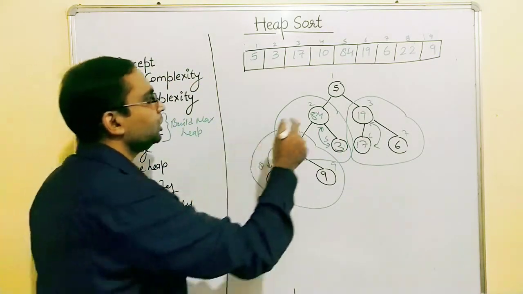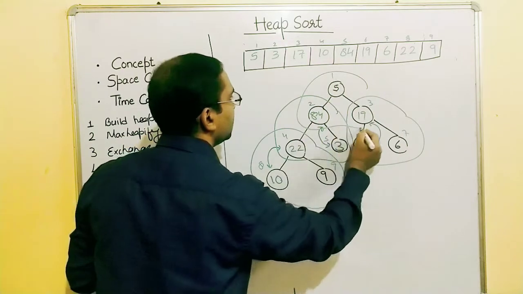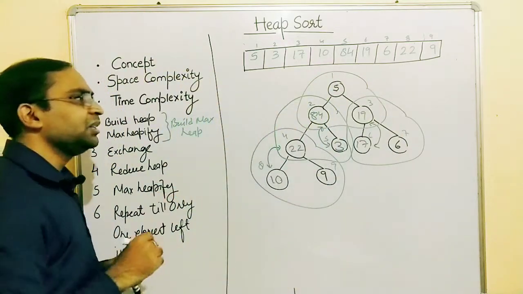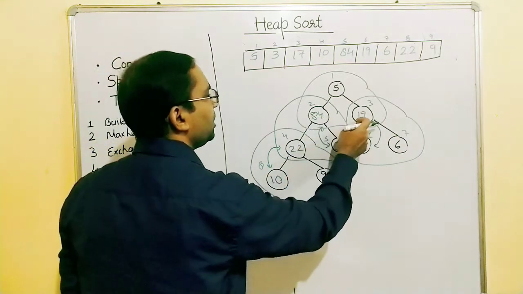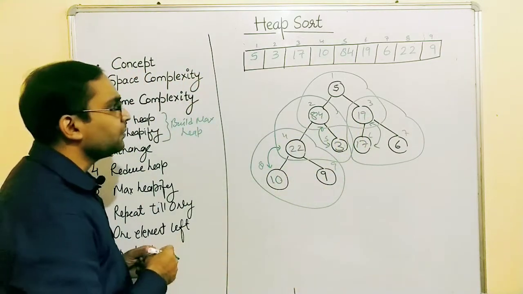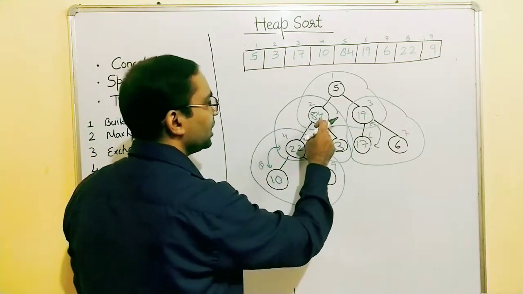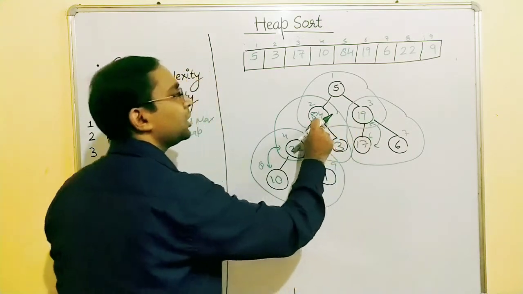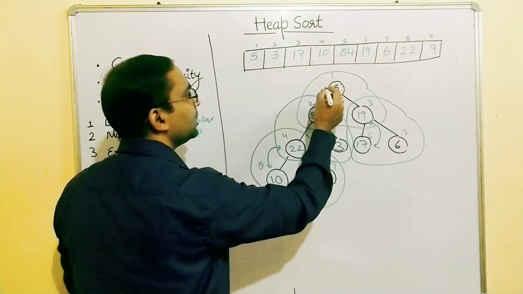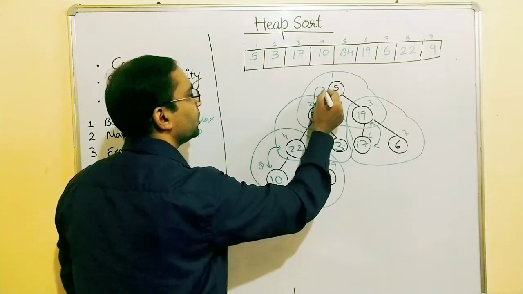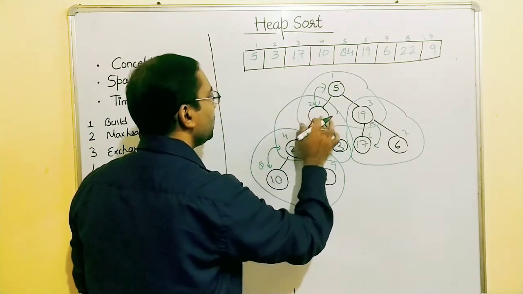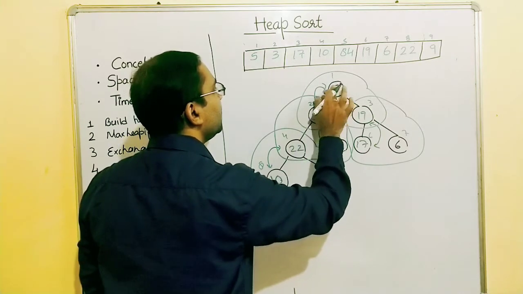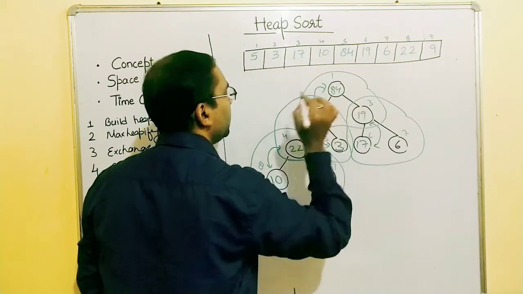Now we need to move to the top level. This is the subtree in the top level. Again, the property is violated. We need to swap. 84 and 19 both are larger than 5, so we need to see which is larger between 84 and 19. 84 is larger, so we'll swap 84 with 5. So 84 and 5 are swapped with each other. We'll have a 5 here and an 84 here.